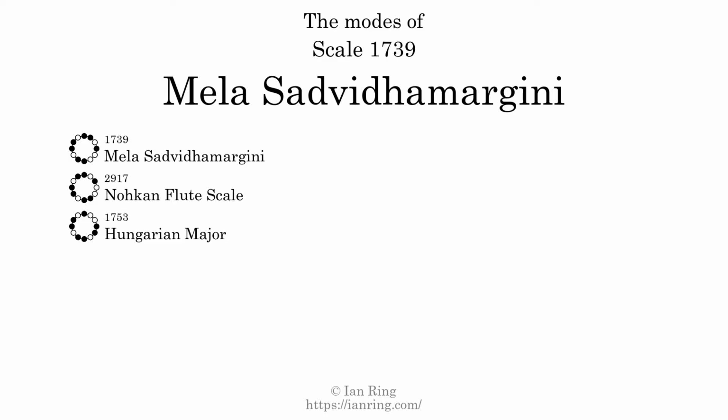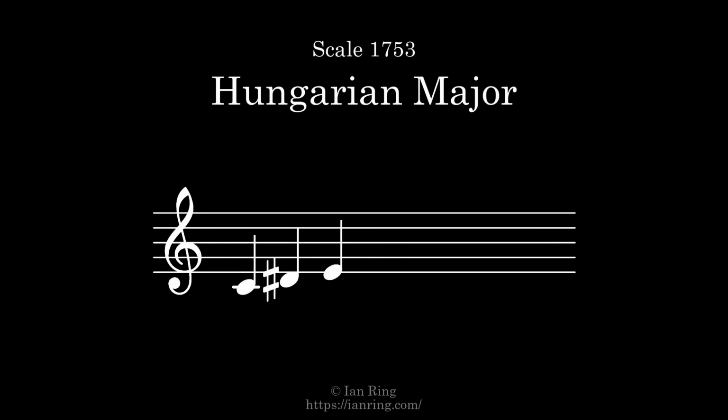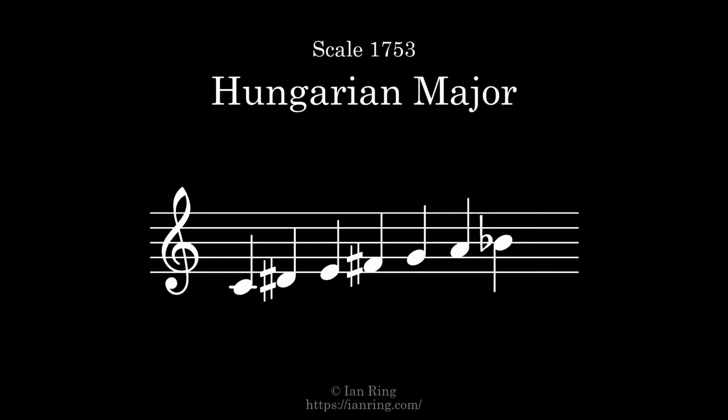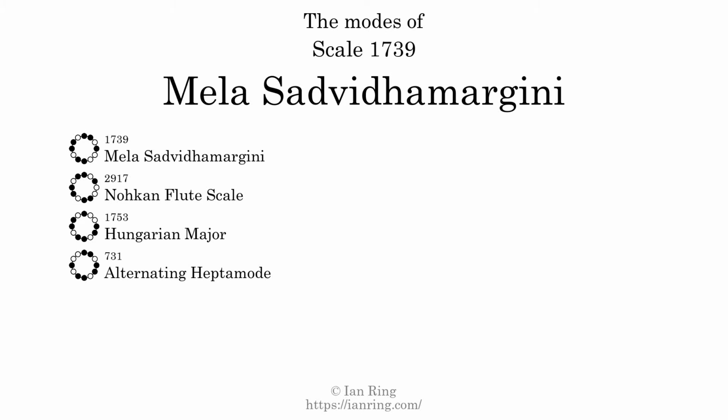The third mode is scale 1753, also known as Hungarian Major. It sounds like this. The fourth mode is scale 731, also known as alternating heptamode. It sounds like this.